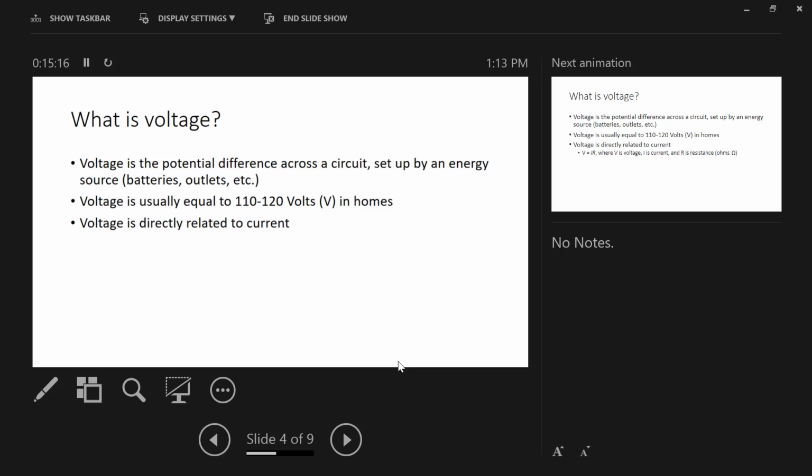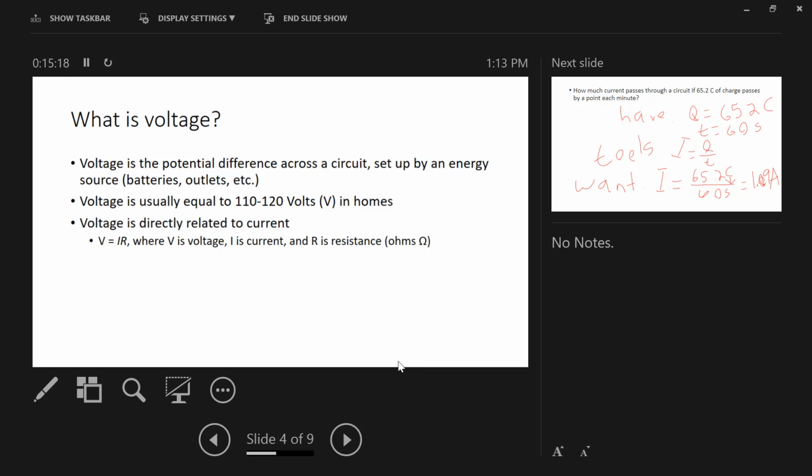Okay? And so here's this formula. Here's our third tool. That voltage is equal to current times resistance. V is voltage, I is current, and R is resistance, measured in ohms.